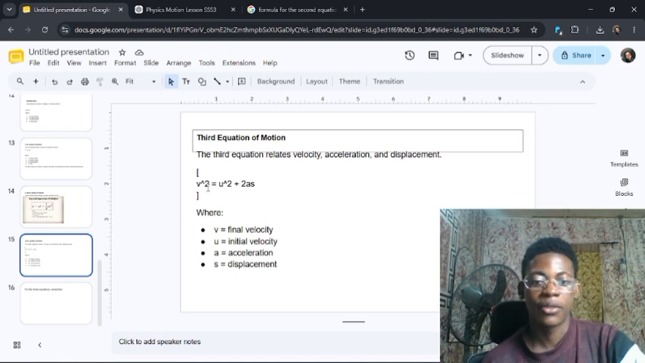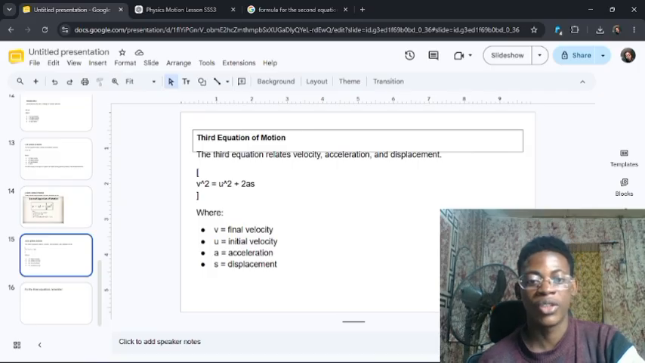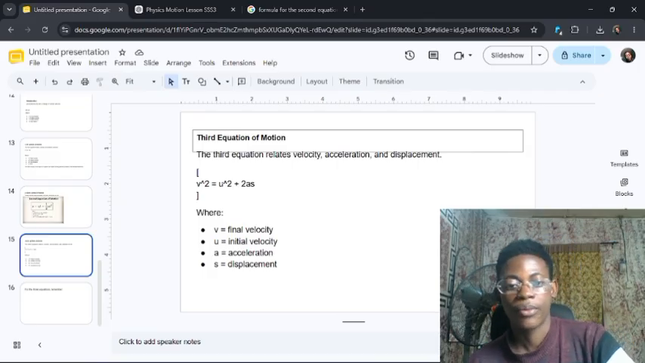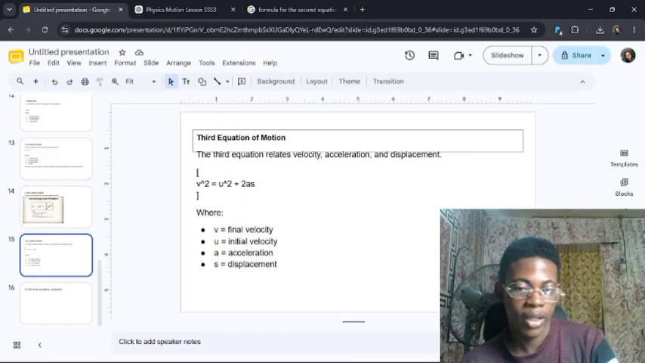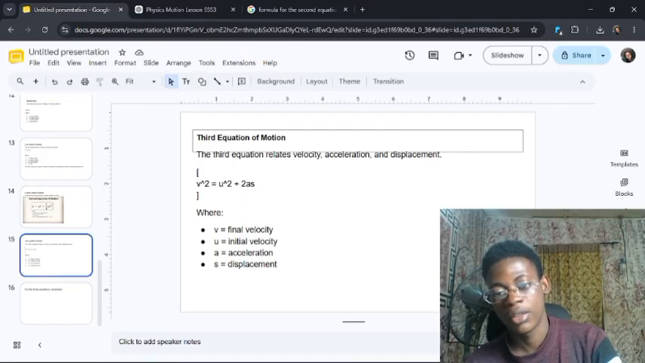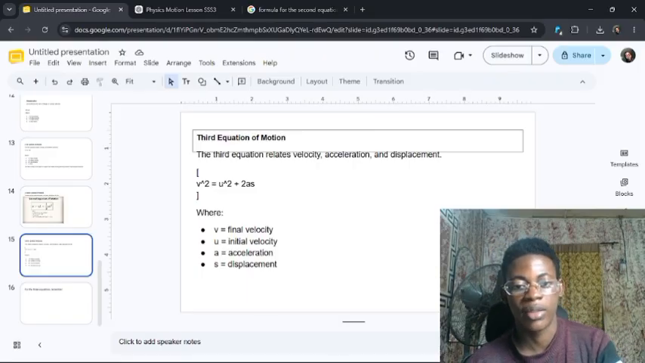Now we have the last equation of motion, which relates velocity, acceleration and displacement together, which is what? v squared equals to u squared plus 2as, where v is the final velocity, u is the initial velocity, a is the acceleration, and s is the displacement.